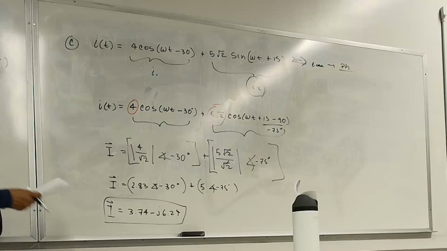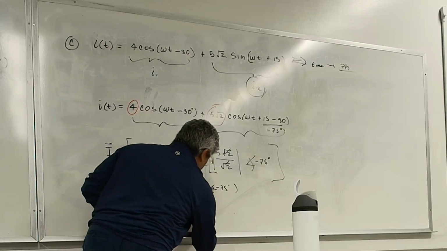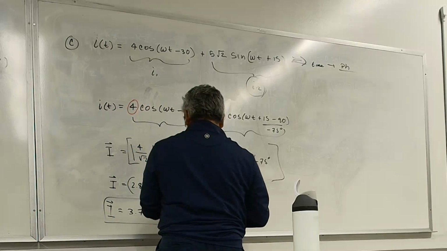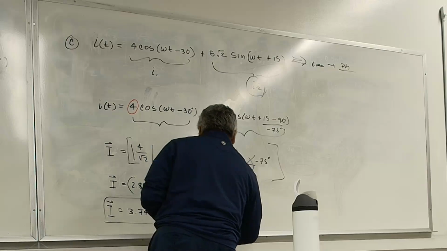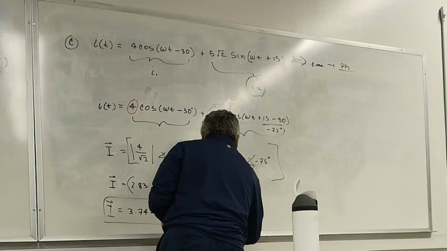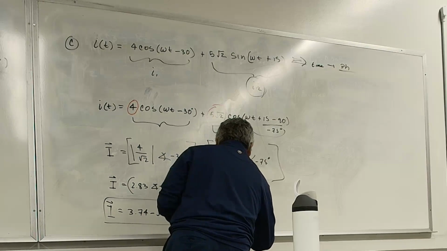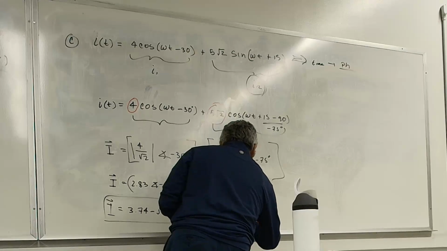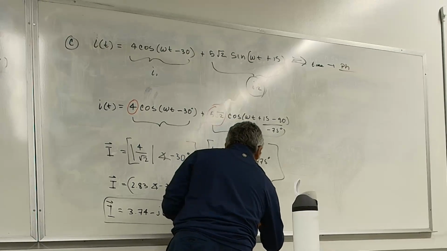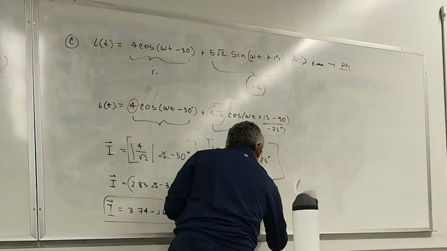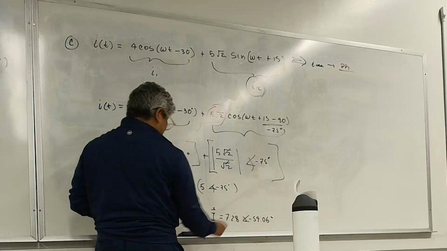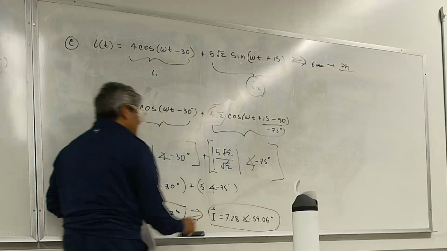And if they want it, you can convert this to polar form on the calculator. In polar form, I is equal to 7.28 angle of minus 59.06 degrees. 59 degrees is fine. Okay, so that's it.